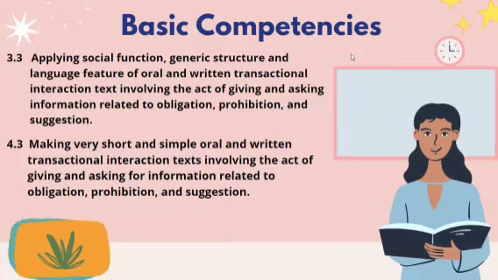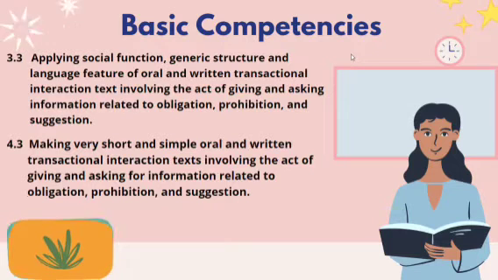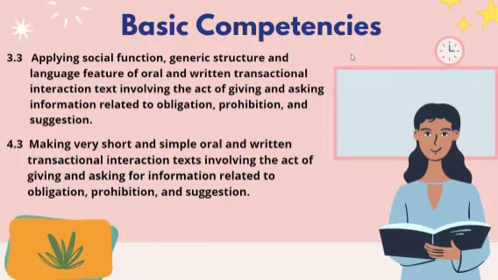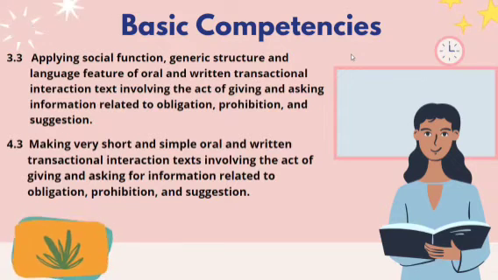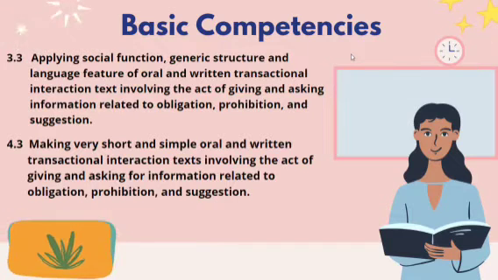Anyway, for the basic competencies, 3.3, applying social function, generic structure, and language feature of oral and written transactional interaction text involving the act of giving and asking information related to obligation, prohibition, and suggestion. And for the basic competency 4.3, making very short and simple oral and written transactional interaction text involving the act of giving and asking for information related to obligation, prohibition, and suggestion.